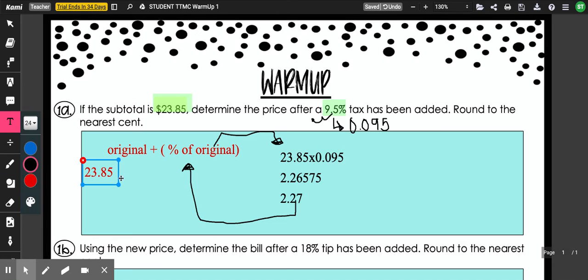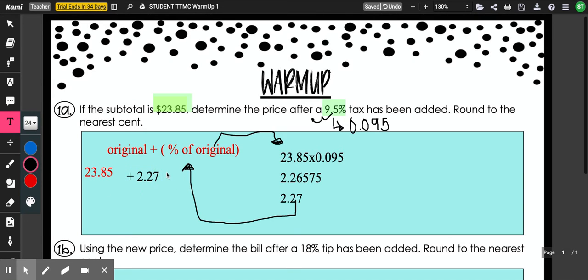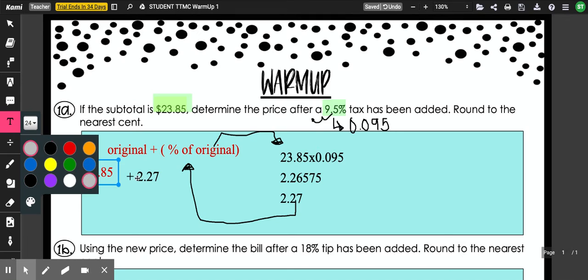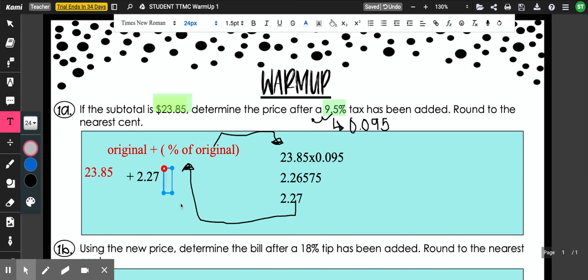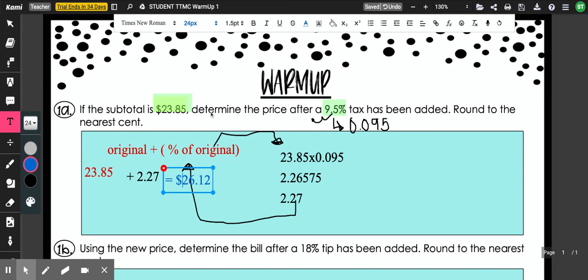So now I'm going to take this $23.85, which was my original amount, and I'm going to add 2.27 to that. Get a final answer equals, that's hard to see. Sorry about that. Okay, equals plus 23.85. You should get $26.12 if we round. So the final price after my tax has been added is $26.12.